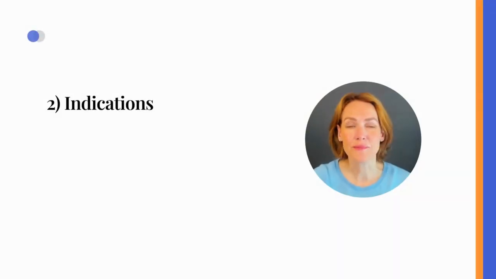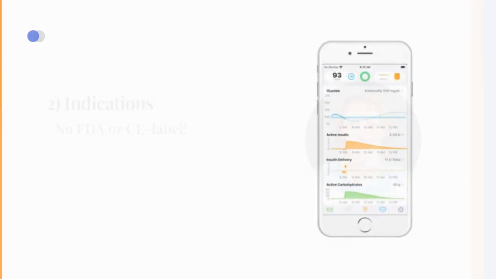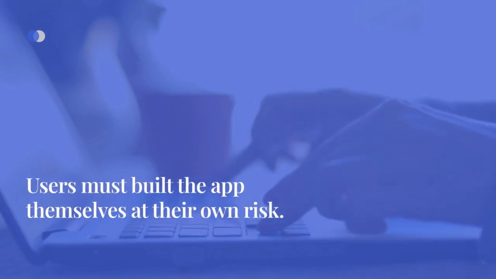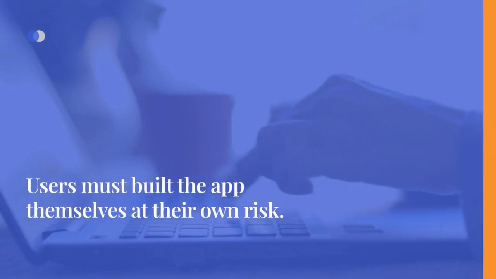2. Indications. DIY Loop is an open-source app that does not have official indications approved by the FDA or European authorities. It can be used with all rapid-acting insulin analogs. Users must build the app themselves and assume responsibility for any risks involved.